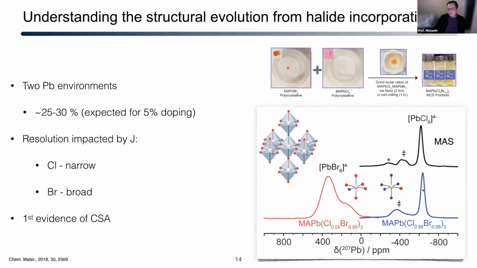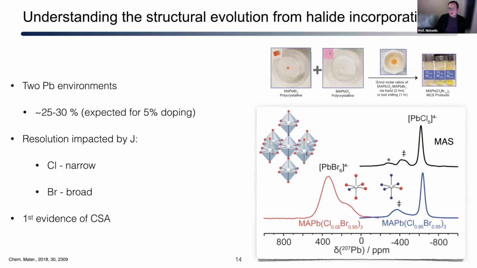If you add a little bit of bromine, such as 5%, you get this new chemical environment that's forming, and this is just due to the fact that the halogen environment around the lead center has changed to 5 chlorines and 1 bromine. Likewise, if you go the opposite way, if you have a bromine phase here and you add some chlorine, you get this new chemical environment forming here.